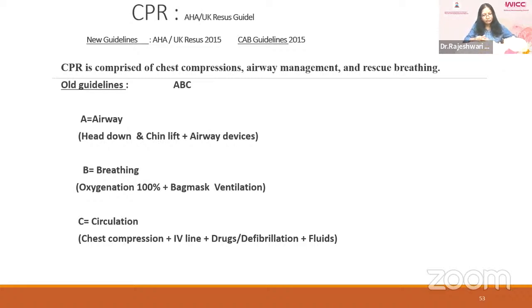So, that is about the CPR. Now, coming to the AED, how to operate that.